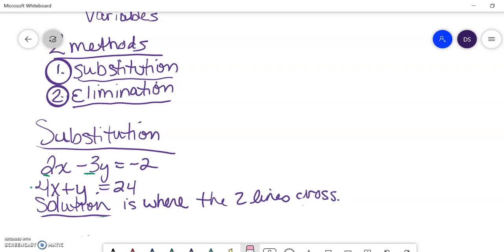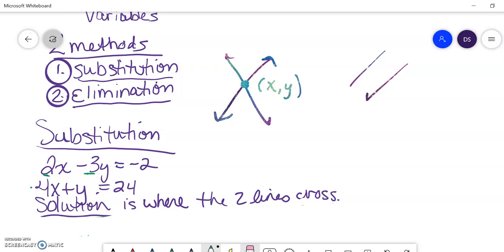If I give you a system of equations, 2x minus 3y equals negative 2, and 4x plus y equals 24. Now when you hear solve the system, yes, you're solving for x and y, but what that actually represents is the point where the two lines cross. If you were to graph them, what you're actually solving for is the ordered pair where the two lines intersect.